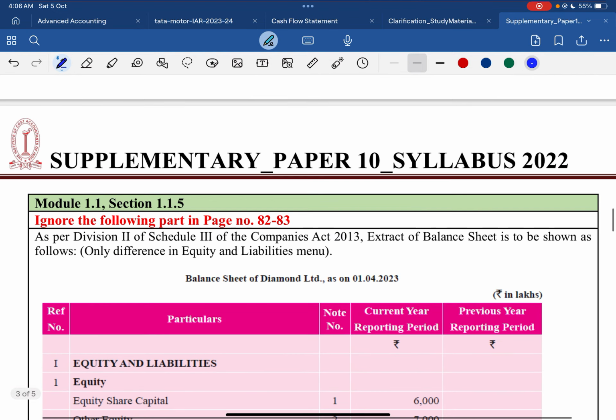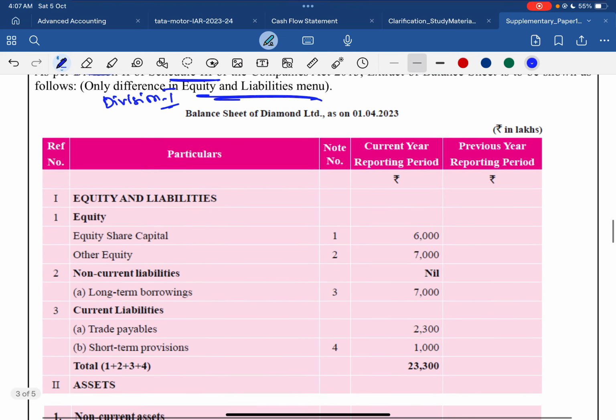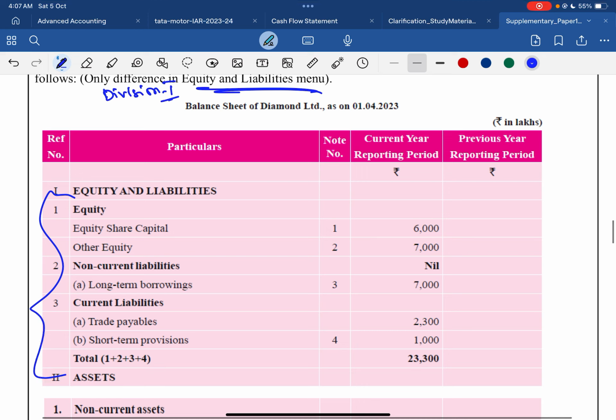Next, module number 1.1, section 1.1.5. Ignore the part of page number 82 and 83. Whatever is given in Division 2 is not applicable. Only Schedule 3, Division 1 is applicable. The only difference between Division 1 and Division 2 is the equities and liabilities menu. This menu is the only difference.